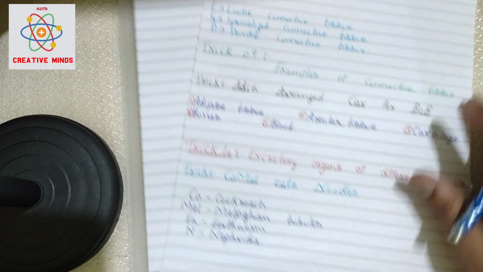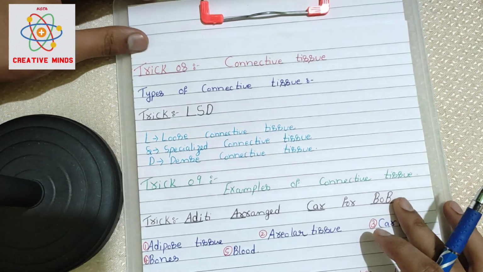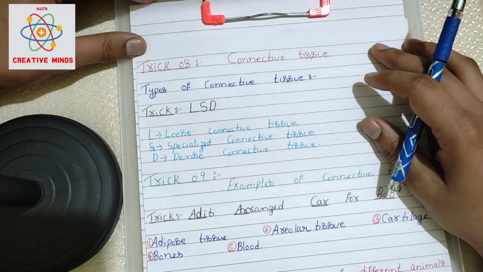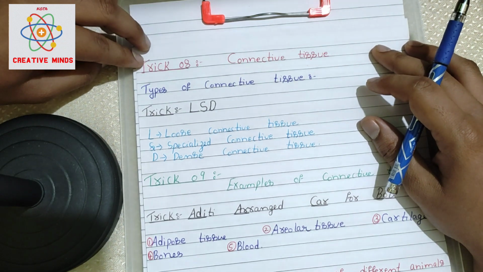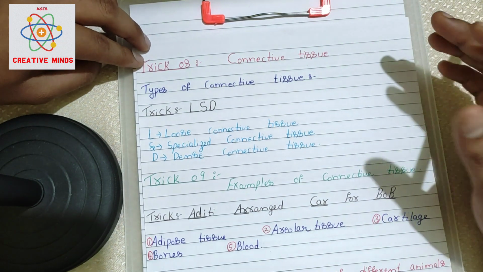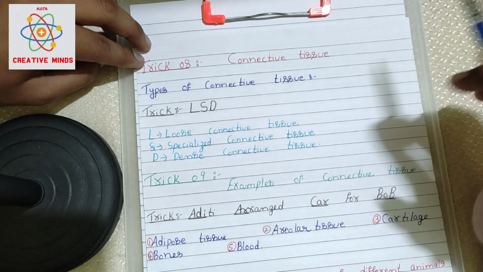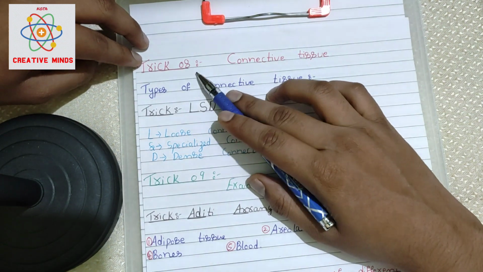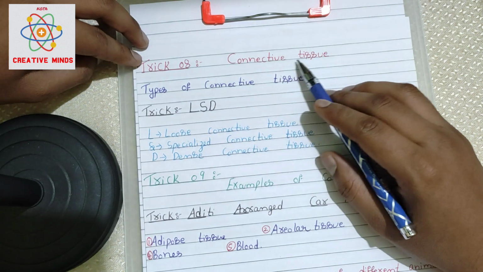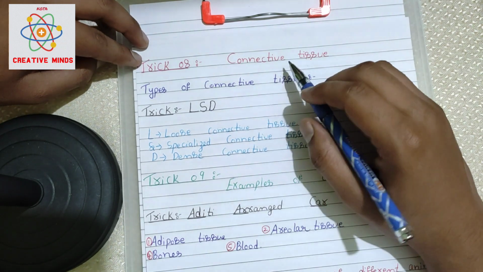Okay, now let us move to some more amazing tricks. This is the last part of your tricks and it is very interesting as well as important. Now, let us discuss trick number 8. Previously, I discussed seven tricks, and those are also very important. Now, I will be discussing from trick number 8. Trick number 8 is connective tissue. Trick for learning connective tissue examples.